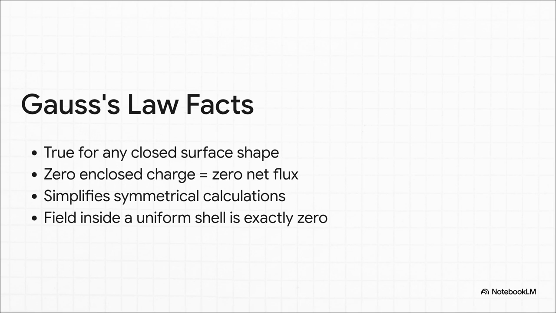Because of this, Gauss's law gives us immense practical power in physics. First of all, it holds true for any closed surface, no matter how weird or complex its shape might be. Second, if a surface encloses absolutely no net charge, the total net flux through it is guaranteed to be exactly 0. Every single field line that enters that surface has to exit it somewhere else. Third, by choosing a clever symmetrical Gaussian surface, say a cylinder around a long wire or a sphere around a point charge, it dramatically simplifies calculations that would otherwise be total mathematical nightmares if you only used Coulomb's law. And finally, it easily proves fascinating, non-intuitive realities, like the fact that the electric field everywhere inside a uniformly charged, hollow, thin shell is exactly 0.